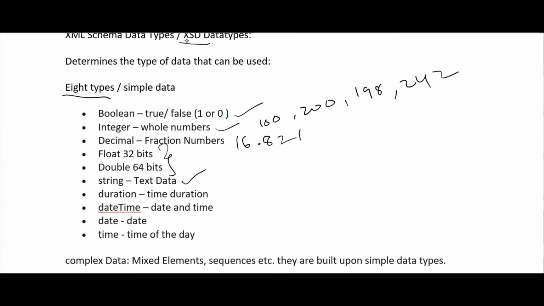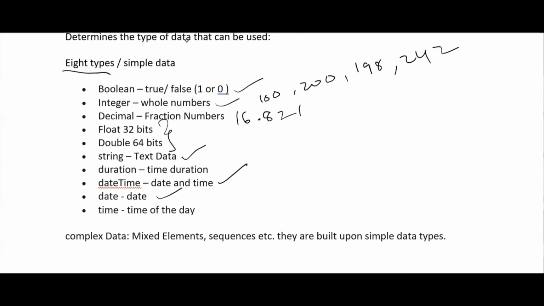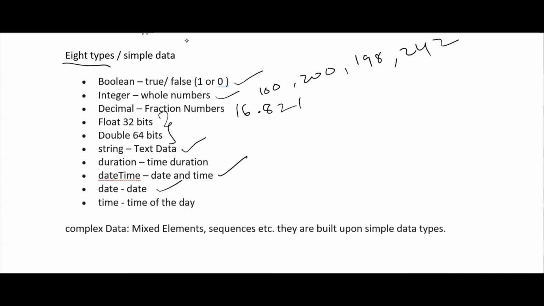And then coming to the date and time, it gives the date and time over here. Coming to the date, it gives the date, as I already told you the format of the date. And coming to the time, it gives the time of the day. So these are all the simple data types. Next, coming to the complex data types, you can have mixed elements, sequences, etc. These mixed elements and sequences are built using the simple data types.